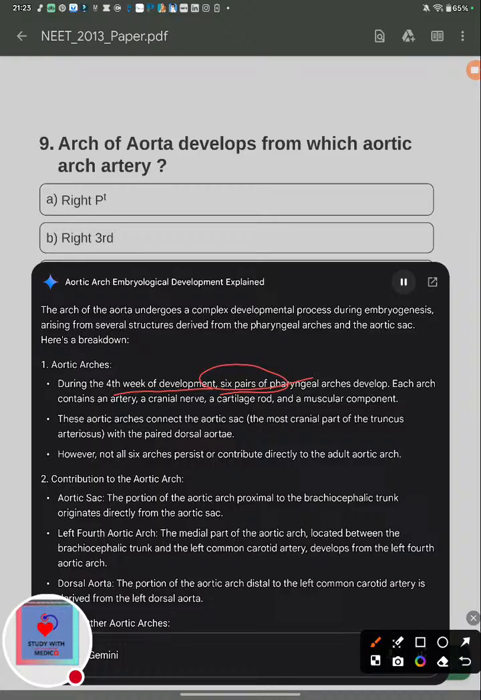2. Contribution to the aortic arch. Aortic sac: the portion of the aortic arch proximal to the brachiocephalic trunk originates directly from the aortic sac. Left fourth aortic arch: the medial part of the aortic arch, located between the brachiocephalic trunk and the left common carotid artery, develops from the left fourth aortic arch. Left dorsal aorta: the portion of the aortic arch distal to the left common carotid artery is derived from the left dorsal aorta.